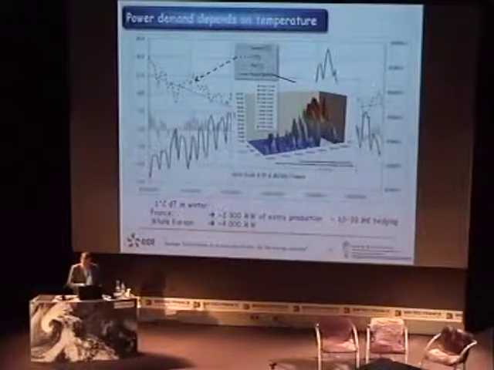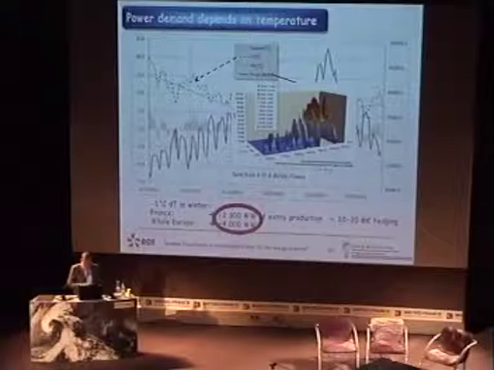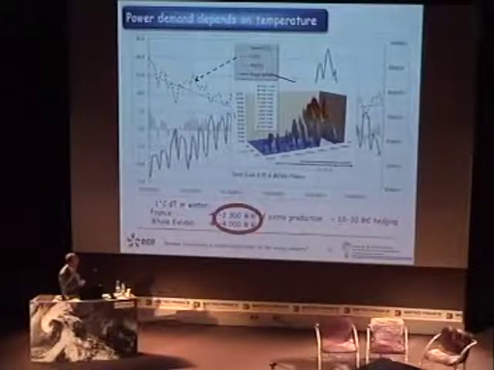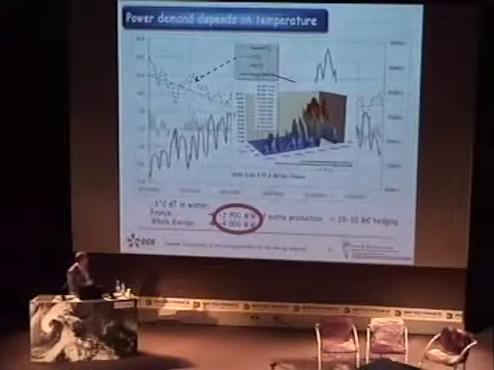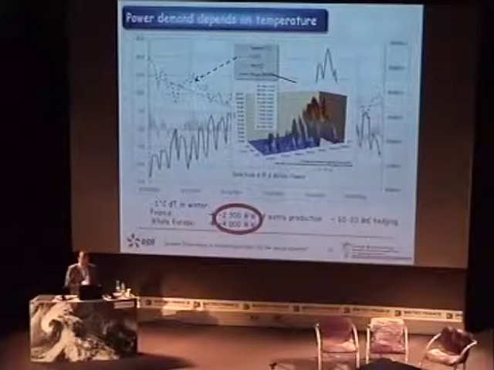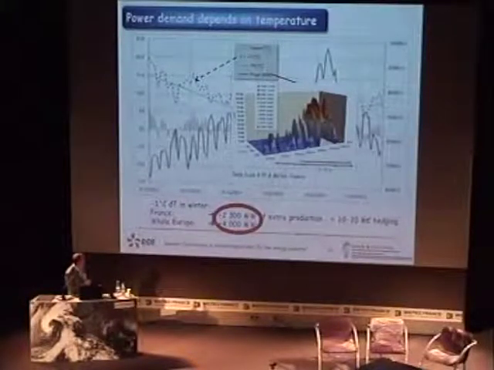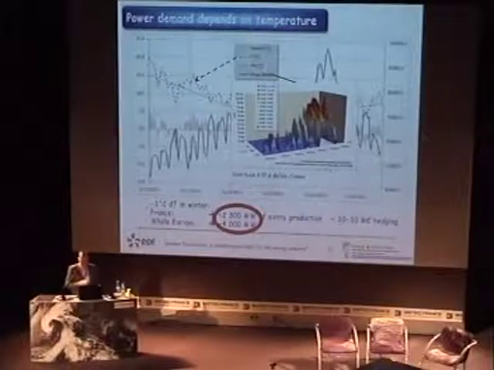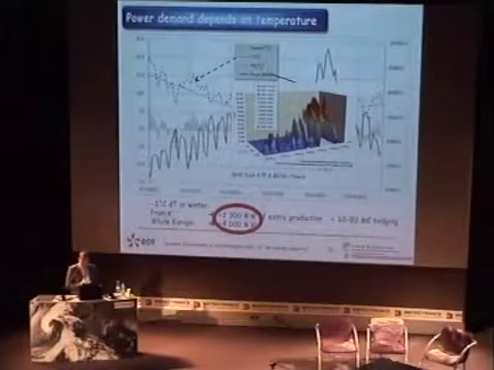And what you can keep in mind is that for a decrease of temperature of minus 1 degree in winter in France, you need an extra production of 2,300 megawatts. And for Europe, for all Europe, it's around 4,000 megawatts. So you can see that France is quite a particular example because we account for more than half the dependence of the European energy system on temperature.